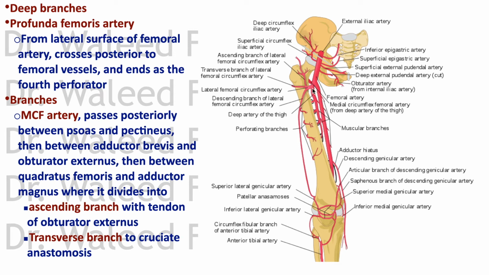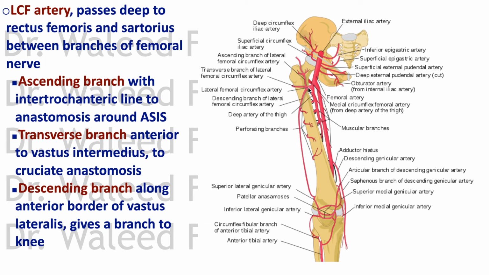Anyway, the branches of the profunda femoris artery: the medial circumflex femoral, the one you see here, but as soon as it originates, it disappears. It goes backwards, first passing between the psoas and pectineus muscles, then between the adductor brevis and obturator externus muscles, then between the quadratus femoris and adductor magnus muscles, where it divides into ascending and transverse branches. The ascending branch goes with the tendon of obturator externus and the transverse branch to the cruciate anastomosis.